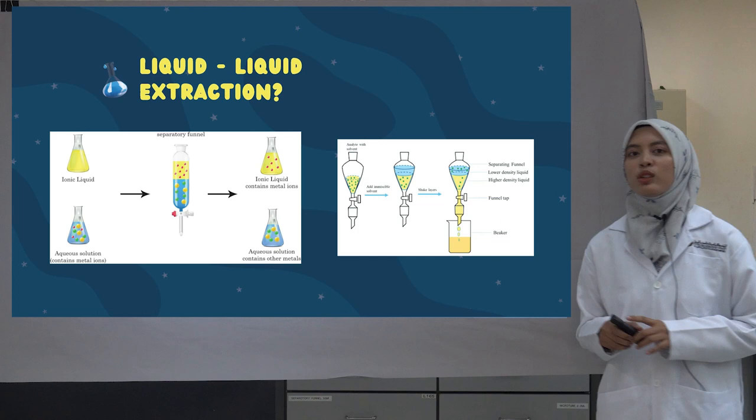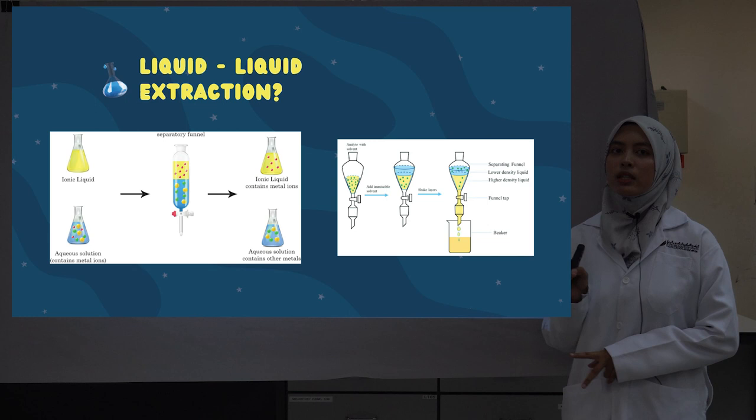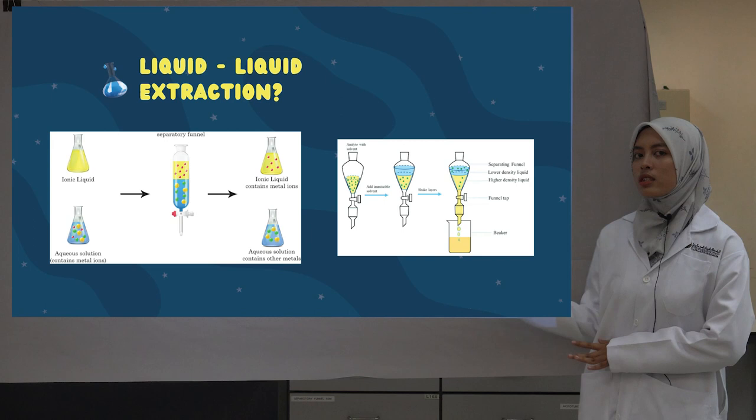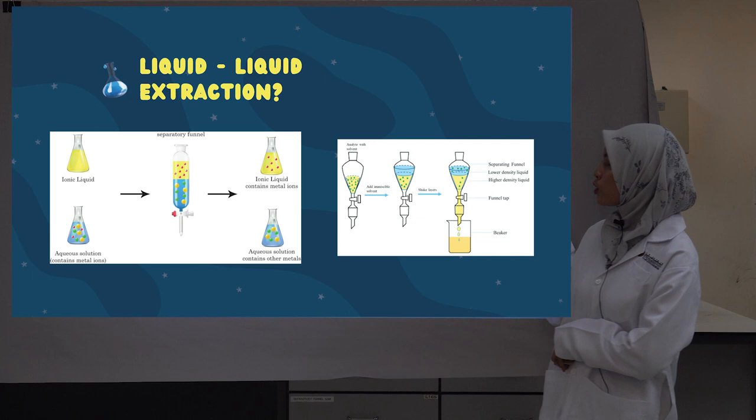Okay, firstly, we need to know what is liquid extraction. It is a separation technique that we use to separate compounds or elements from the mixture by transferring them between 2 immiscible liquid phases. This process typically involves mixing the mixture with the solvent and allowing them to separate. Then the 2 phases will separate and the desired compounds will be recovered from the solvent-rich phase.